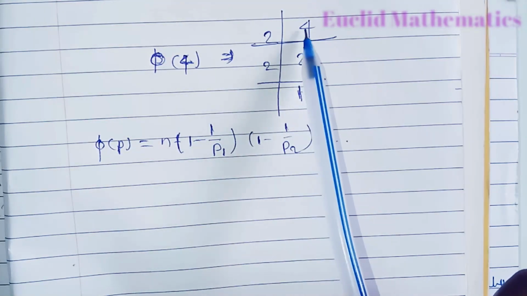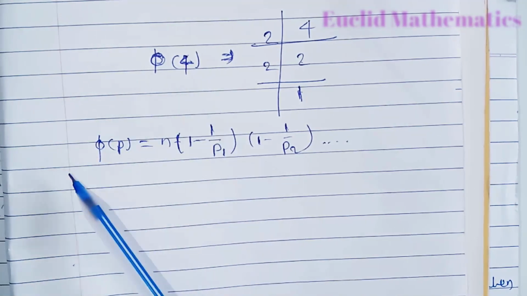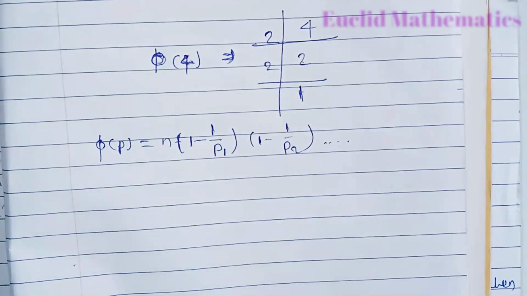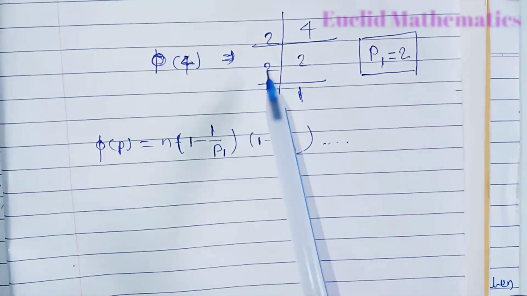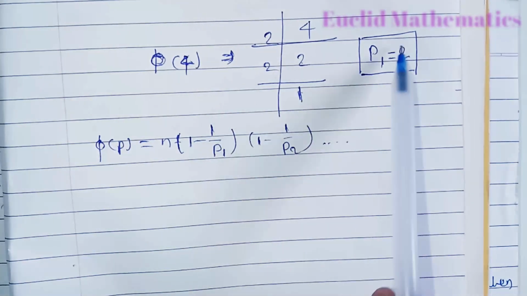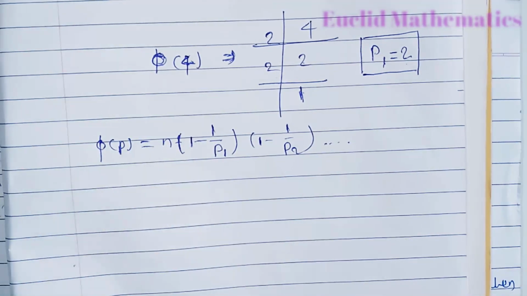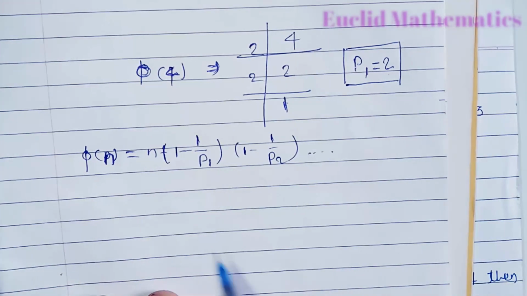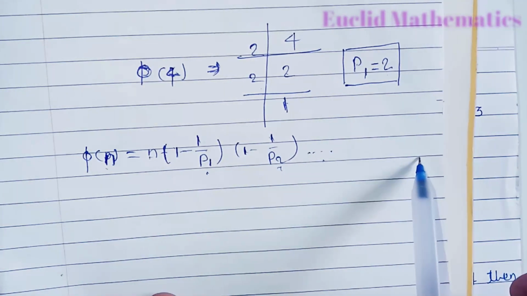So for the Euler phi function, we want phi of 4. That means we got P1, which is 2. The different numbers that appear here we have to take as P1, P2, P3, and n is always 4 here. Phi of n is equal to n into 1 minus 1 upon P1, 1 minus 1 upon P2, and so on. This is the Euler phi function.